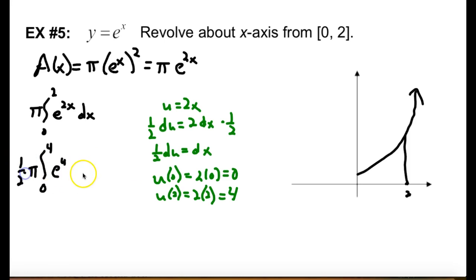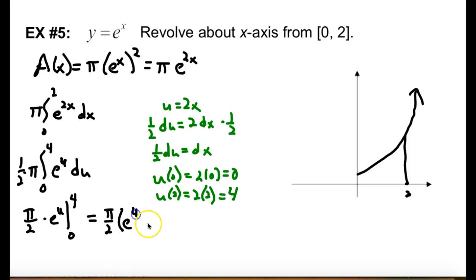So I can pull that 1/2 out front as well. That's u from 0 to 4. So the antiderivative of e to the u du is just e to the u, right? So I'll have this pi over 2 out front times e to the u evaluated from 0 to 4. Then I can just plug in my 0 and my 4. So I'll have pi over 2 times e to the 4th minus e to the 0.